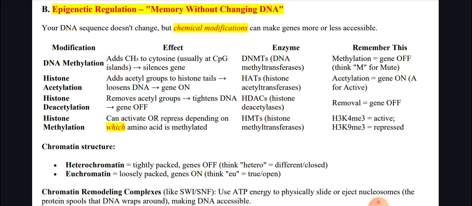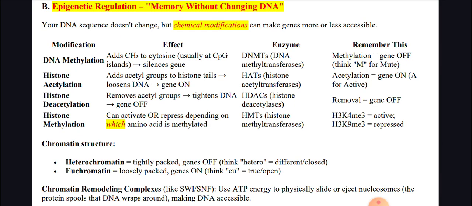This is where enzymes called DNMTs, DNA methyltransferases, add a small chemical tag, a methyl group, directly onto cytosine bases in the DNA, usually where a C is followed by a G. These are called CpG islands. When you see a promoter region that's heavily methylated, that gene is almost always silenced, shut down, OFF. Think M for methylation, M for mute. It's often a very stable, long-term silencing mechanism.